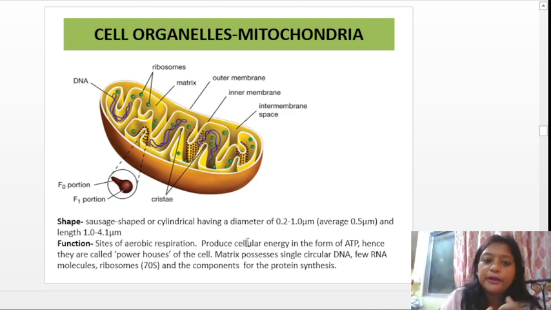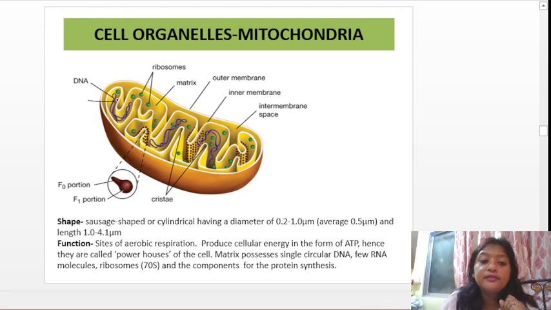So let's come back to mitochondria. You can see the structure of mitochondria out here. DNA is present inside; it contains its own DNA. Also, it contains ribosomes. Ribosomes basically help in protein synthesis. Therefore, since it contains ribosomes, it can also synthesize proteins.